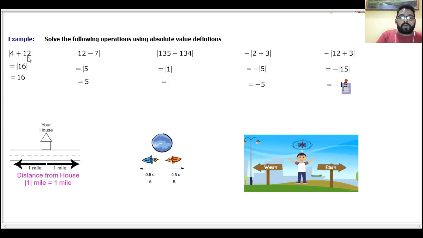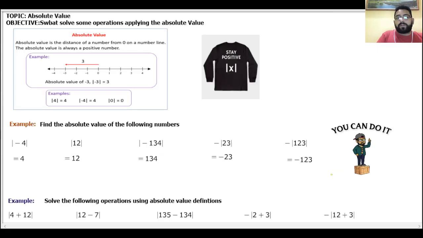We add them, 4 plus 12 is equal to 16, and then the absolute value of 16 is equal to 16. Remember, the definition is always positive. It doesn't matter if the number is negative or positive, the answer is always positive. But be careful, because if the sign is outside, we need to copy it. And remember, absolute value stays positive. This x means any number like 12, negative 134, 23, or 123. So remember, absolute value is always positive, okay? And if you have an operation inside the bars of the absolute value, you have to solve it first, okay?